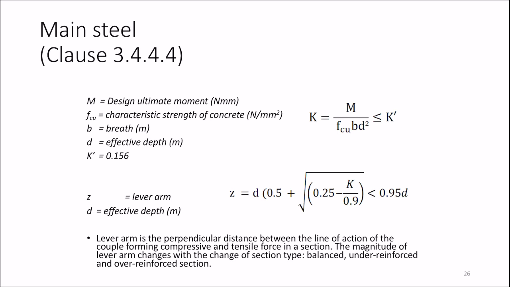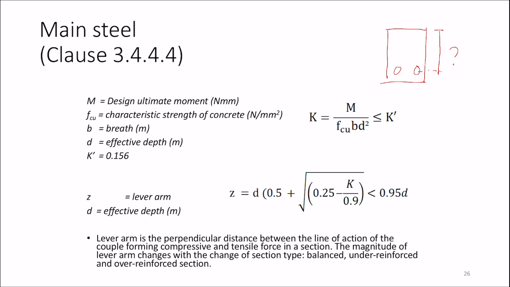right? We need to calculate the value of K. K doesn't have a name, it is just K. K is equal to M over FCU BD squared. This is the formula. M is the design ultimate moment, meaning the moment from the loading earlier, which is the value of M equal to WL squared over 8. And then FCU, which is the characteristic strength of concrete. What is FCU? FCU 45, FCU 30, FCU 40. B is the breadth, the width of the cross section of the beam. And D is the effective depth, meaning what this D is. So we can calculate the value of K.